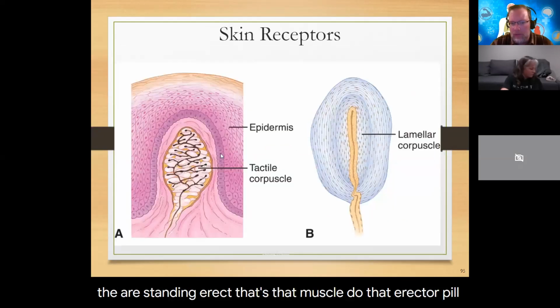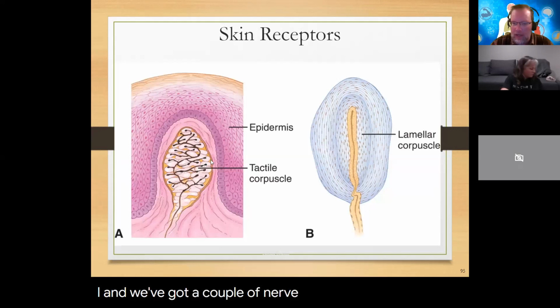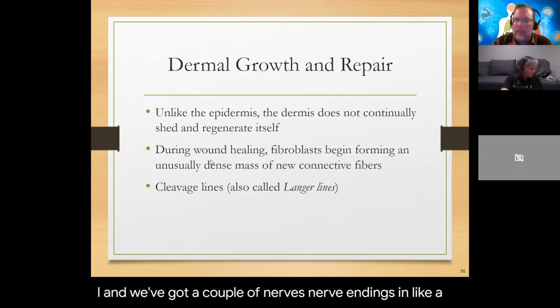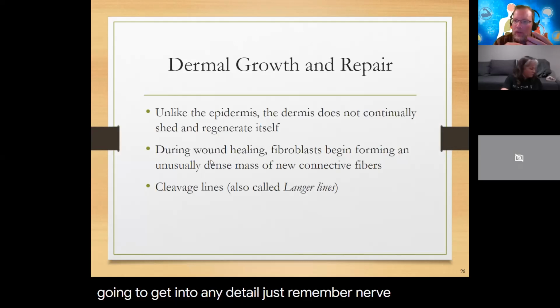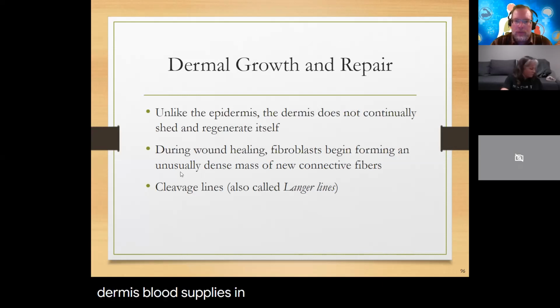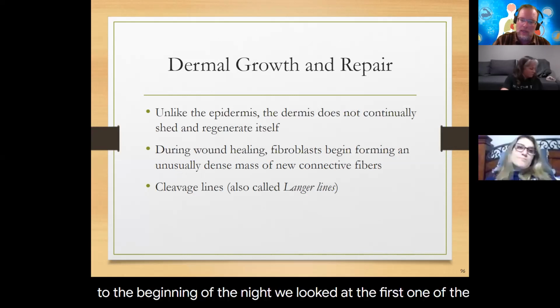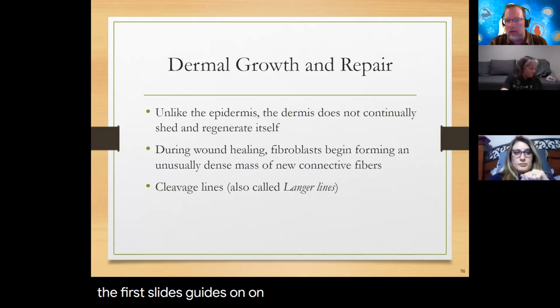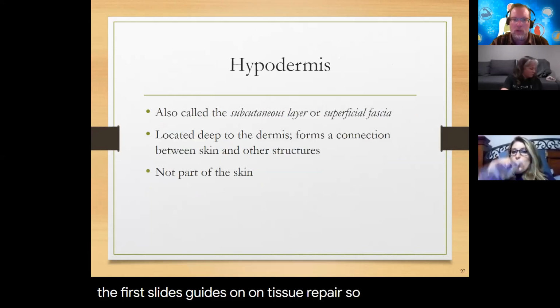And we've got a couple of nerve endings. I'm not going to get into any detail. Just remember, nerves are in the dermis. Blood supply is in the dermis. We also, remember, epidermal growth and repair is fast. Dermal growth and repair, not so fast. Generally, again, we're going all the way back to the beginning of the night. We looked at one of the first slides on tissue repair. So that's what we see with the dermis.